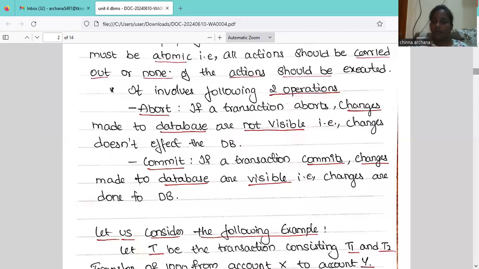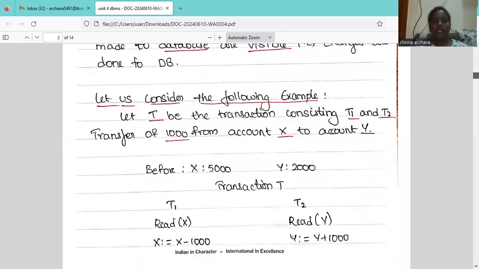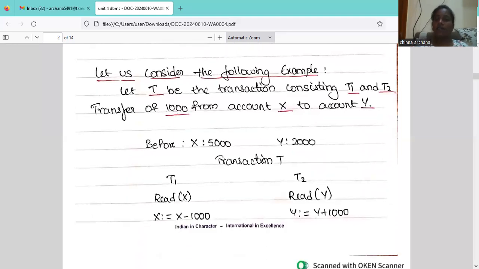Now, let us see this with the help of a simple example. Let us consider a transaction which contains two tasks, T1 and T2. Here our task is to transfer money from X to Y. I'm transferring 1,000 rupees from X to Y. It is clearly mentioned that before the transaction X has 5,000 and Y has 2,000.